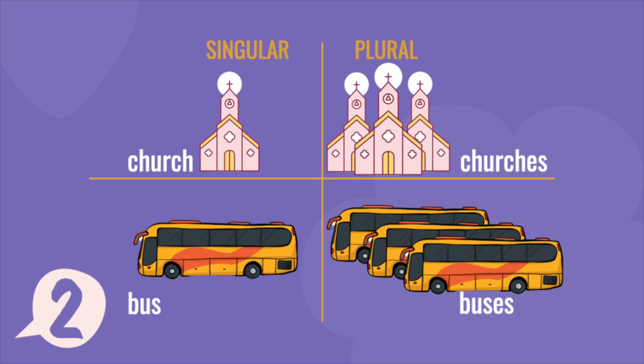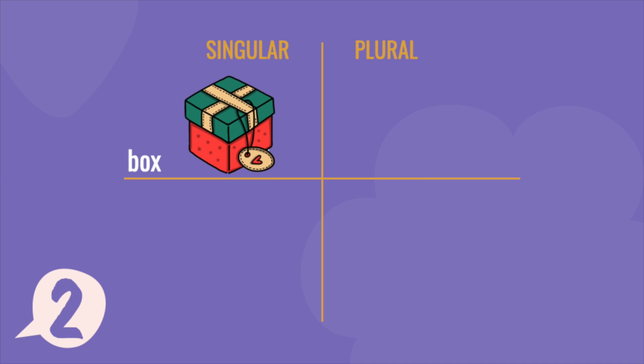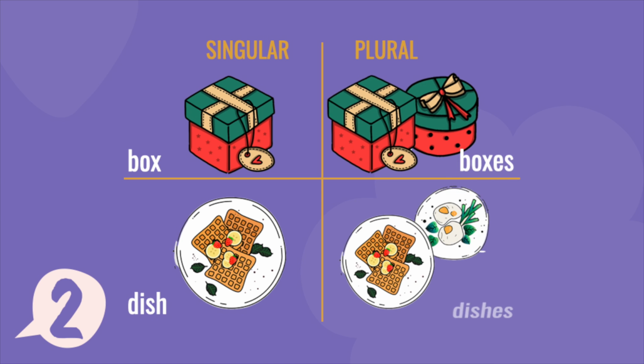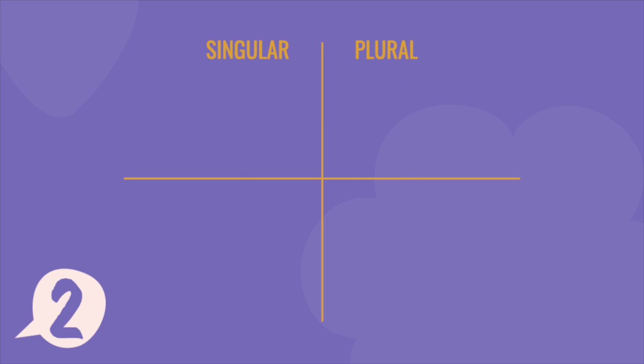How about box and dish? Same as with the church and bus, we only need to add es. Box becomes boxes, and dish becomes dishes.